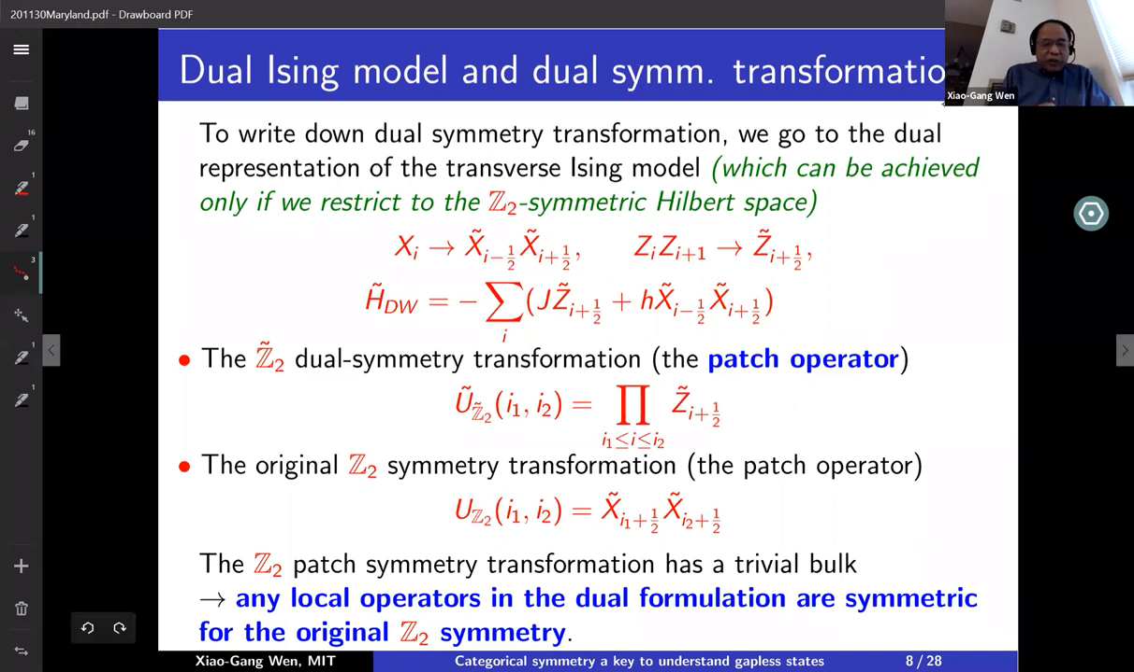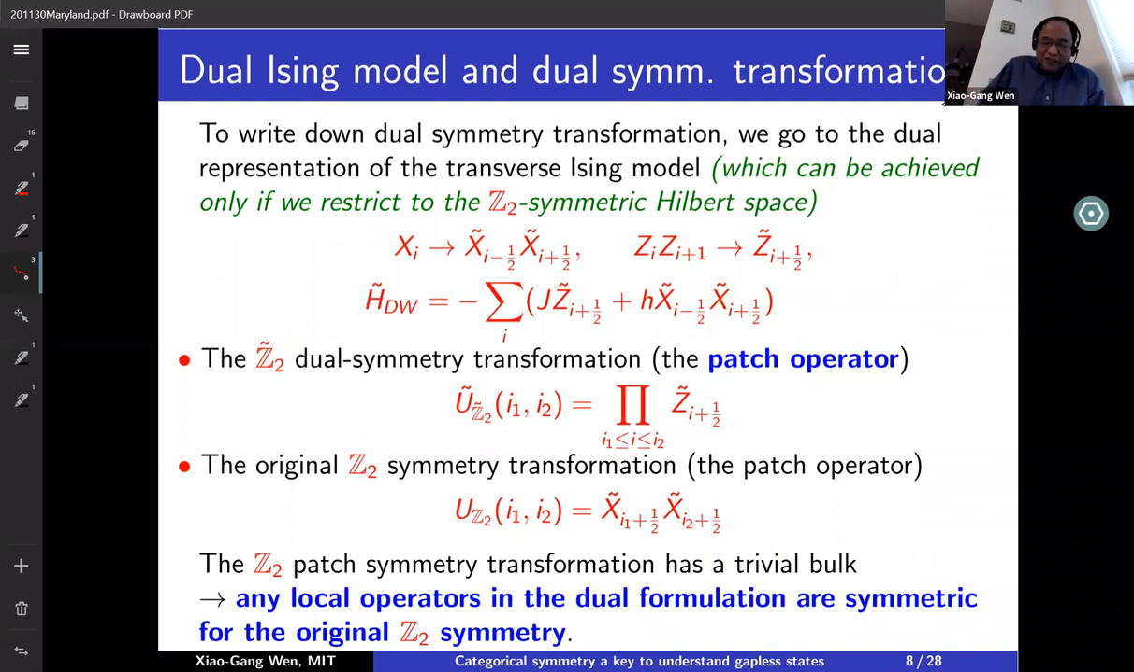And in this dual model, clearly we see that there is a Z2 tilde dual symmetry. Their patch operator is really the product of this Z tilde. If you look at the duality transformation, you can convince yourself that this is exactly the symmetry associated with domain wall conservation, this Z2 conservation of domain walls. So there's nothing special, nothing surprising.